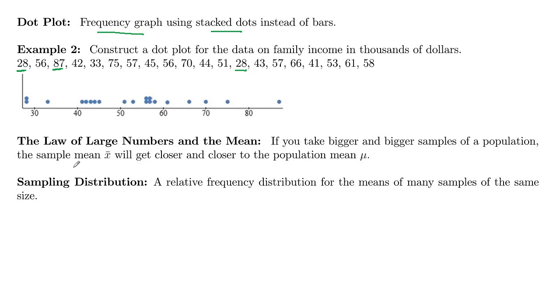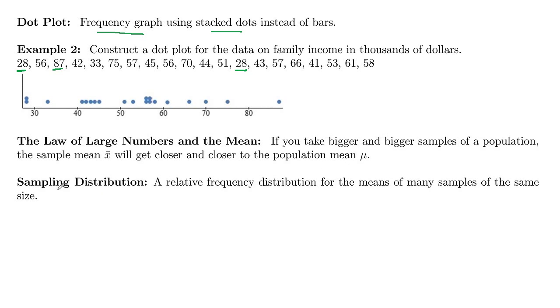We'll finish up this section with the law of large numbers and its relationship to the mean. So the law of large numbers says this: if you take bigger and bigger samples of the population, then the sample mean x bar will get closer and closer to the population mean mu. And that kind of makes sense because eventually if you take a sample big enough that you take up the whole population, then the sample mean and the population mean will be the same.